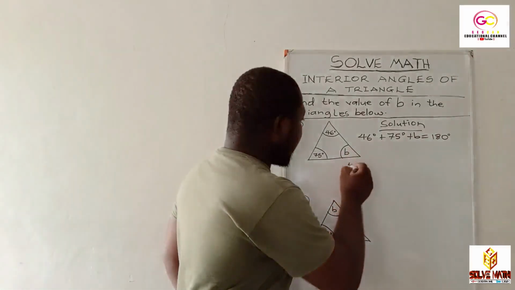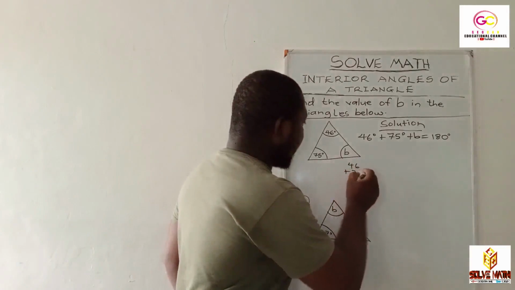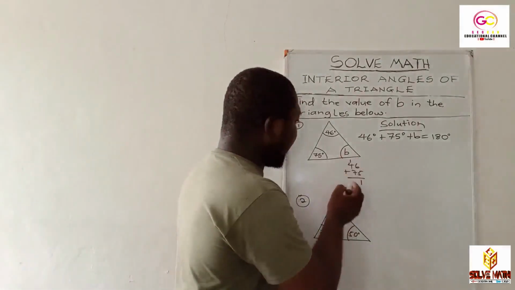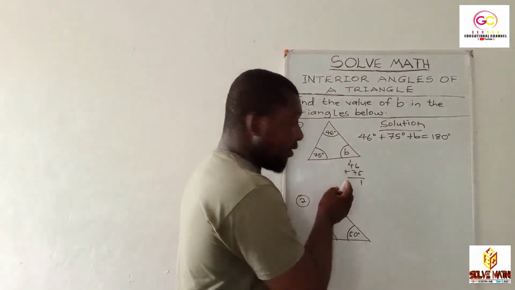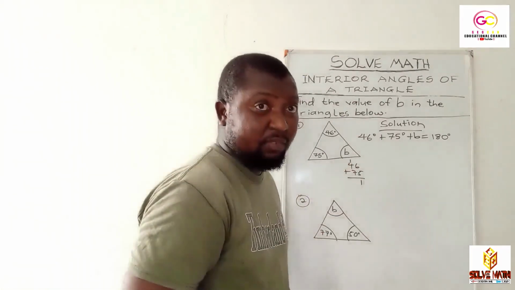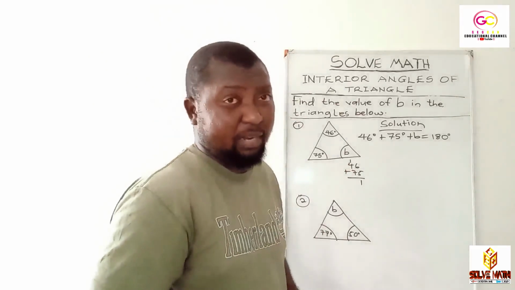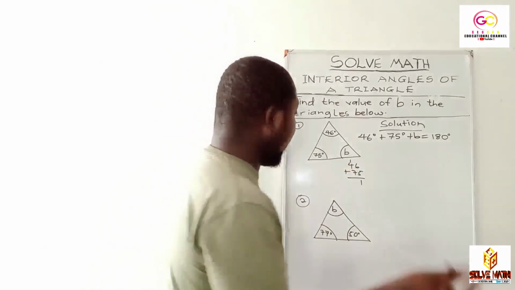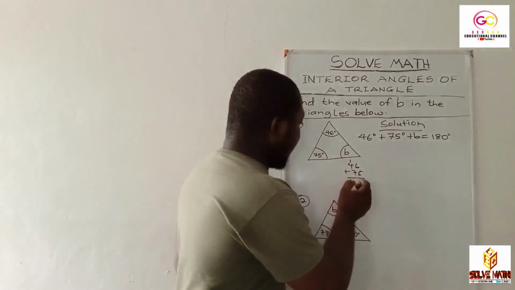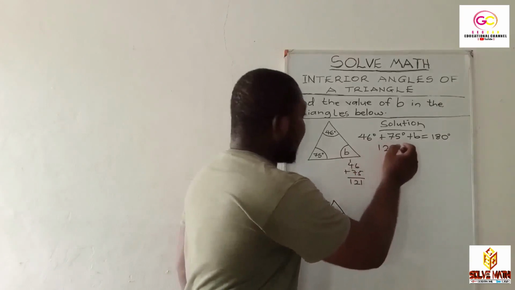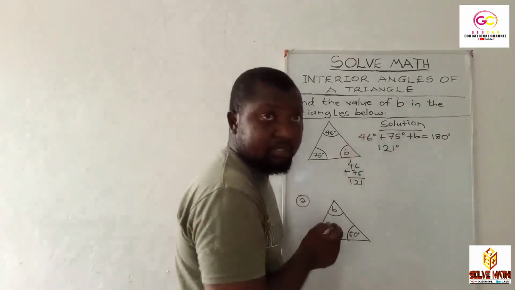So 46 plus 75 degrees is 6 plus 5 is what? 11. 1, remember 1 here. 1 plus 4, 5. 5 plus 7 will give us what? 12, right? Good. So we have 121 degrees here. That is the 46 plus the 75.